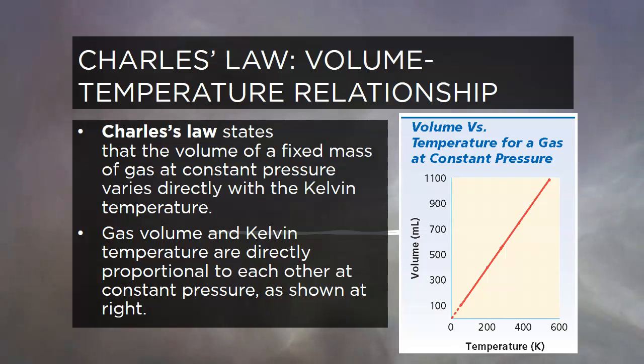for temperature. So Charles' law states that if I have a fixed mass, fixed pressure of gas, the volume will vary directly with the Kelvin temperature. We see that in the line at 0 Kelvin, we have 0 milliliters, but as I increase the temperature, I get a higher volume as well.